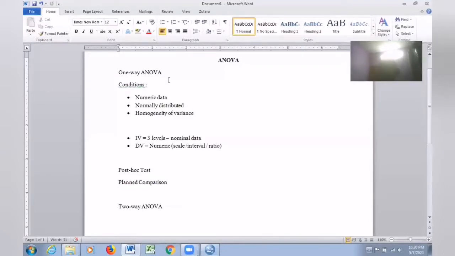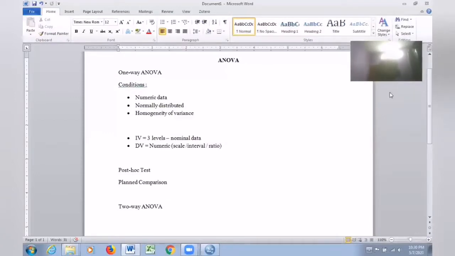Please understand, ANOVA tells you whether there is a significant difference or not, but it does not spell out which pair of groups, which pair of respondents, has caused the difference. That information will not be disclosed by ANOVA. To unearth that, we go to another step called post hoc test or planned comparison. So we'll talk about one-way ANOVA, post hoc test, planned comparison, and two-way ANOVA. This is what you are going to see today.